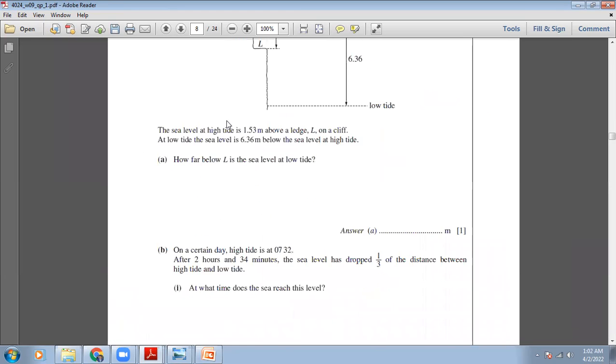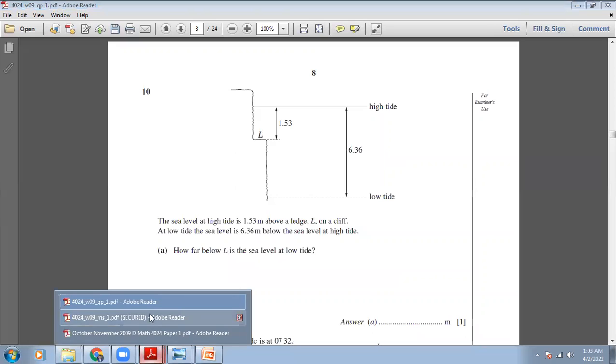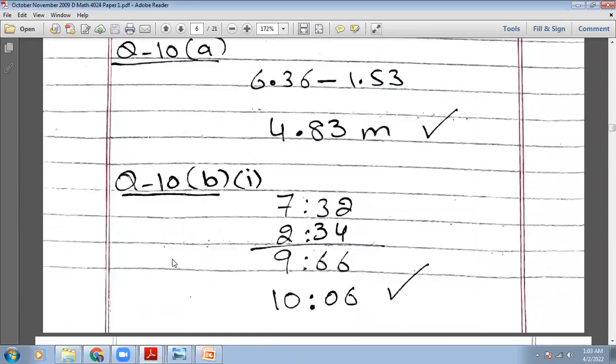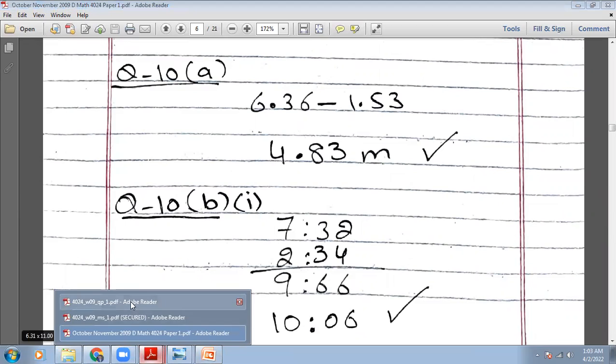The question is, how far below L is the sea level at the low tide? So that's the total depth. This is the depth of the ledge. So from this depth, if you subtract this, you will get the depth of the low tide below L. So let me show you. It will be 6.36 minus 1.53. So it will be 4.83 meters. 4.83 meters. Hopefully you understand.